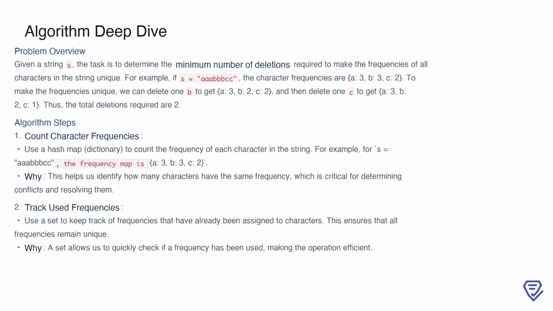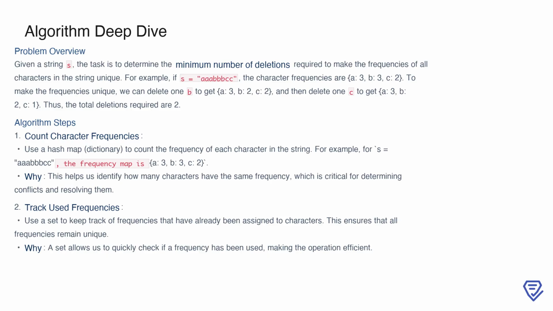In this problem, we need to determine the minimum number of deletions required to make the frequencies of all characters in a string unique. Let's consider the example where the string s is "aaabbbcc". The frequency of each character is as follows: A appears 3 times, B appears 3 times, and C appears 2 times, so the frequency map is A: 3, B: 3, C: 2.